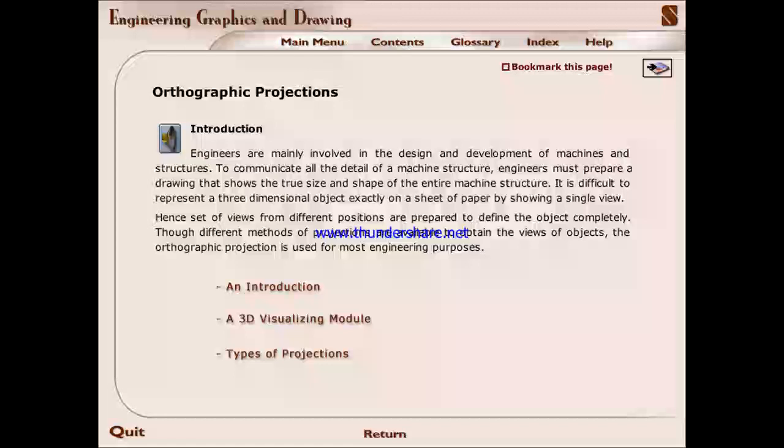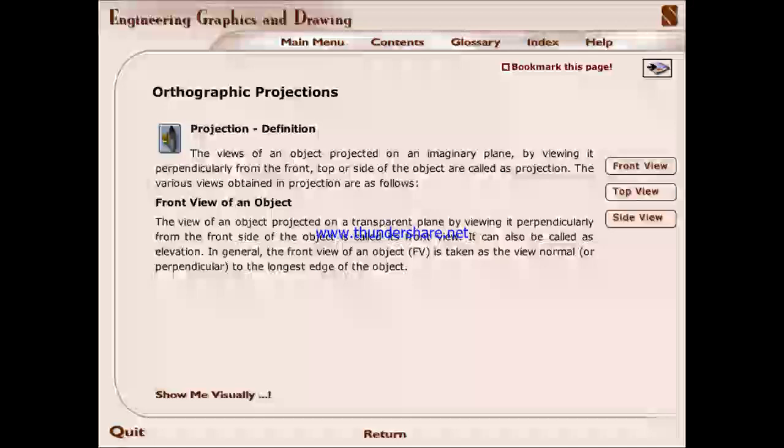In this, the subtitles are Introduction, 3D visualizing module and types of projections. Now let us go to the introduction, projection definition. Projection. Definition. The views of an object projected on an imaginary plane by viewing it perpendicularly from the front, top or side of the object are called projection.